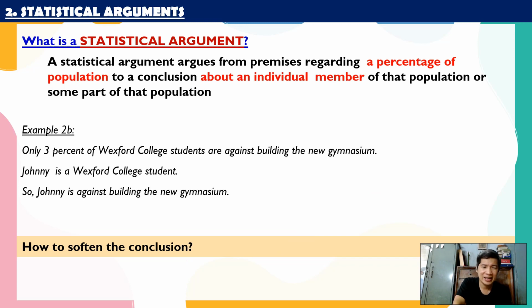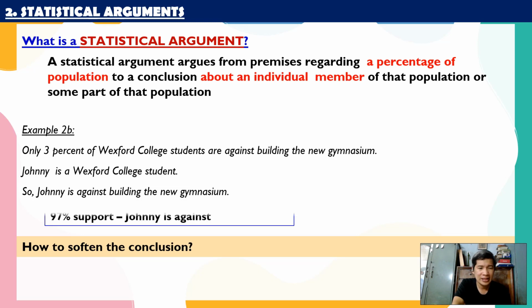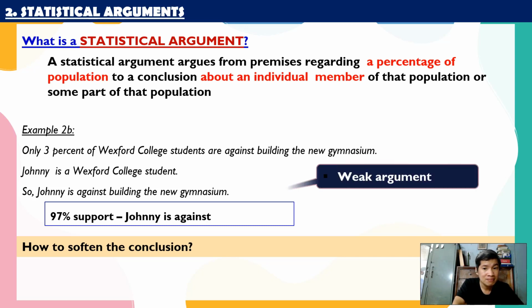Have a look at this. In this case, only 3% are against. Johnny is against. 3% against, it means 97% supports. Johnny is against. Then Johnny belongs to the other 3%. It's a weak argument. Is it right? You can see right from the statistics. That's a weak argument.